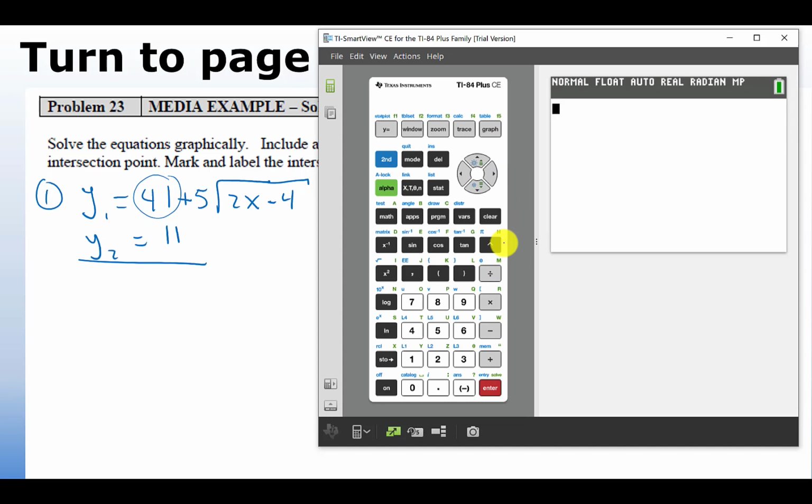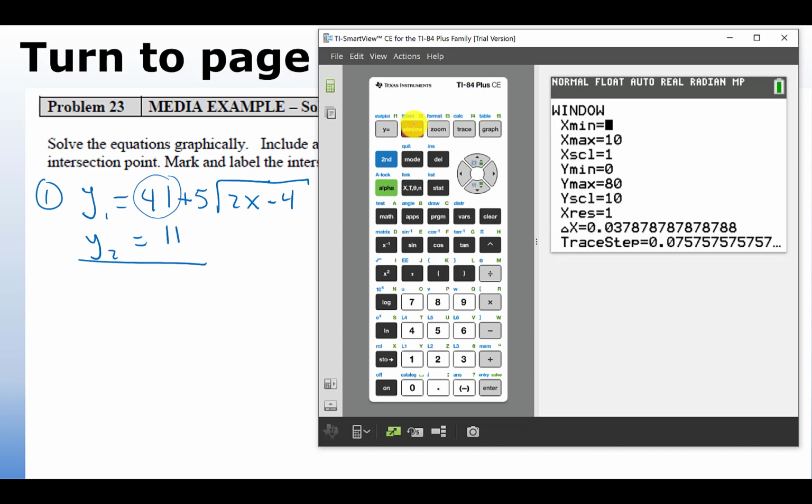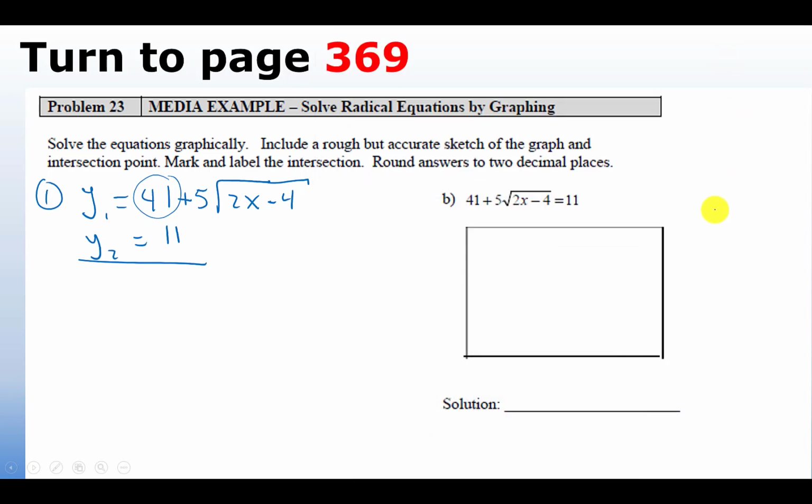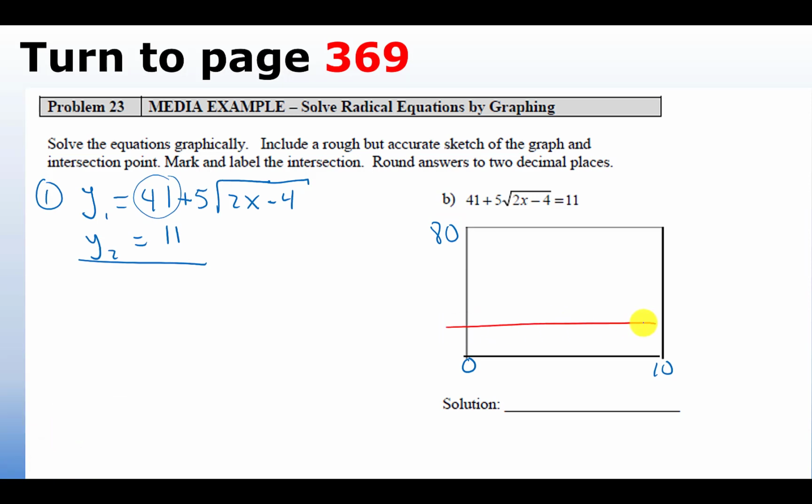Let's quit. Go back to the graph. So let's at least draw the graph. And remember we went on this window. So I'd like you to tell me what your window was when you're sketching. And so it was 0 to 80, 0 to 10. So we did 0 to 10, and we went 0 to 80, and we had one line coming in here that was around at 11, and then we had the other one starting right around here, and it went maybe a little lower. It went like that.